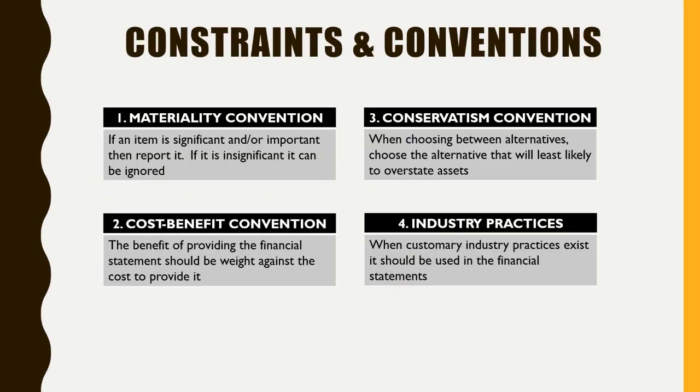All right, so the last four is going to be constraints and conventions, okay? Now, the first one is going to be your materiality convention, okay? Now, this tells you that you only record a transaction if it has some kind of significant value or some significant change or effect to your business, okay? If it's not significant, or we call it insignificant, you don't need to record it. It can be ignored, right?